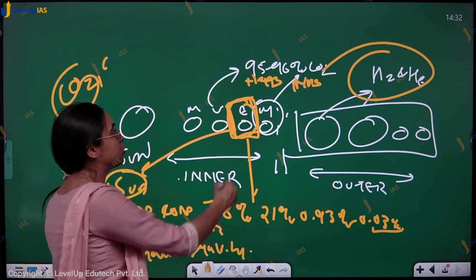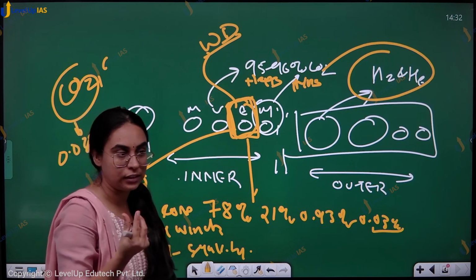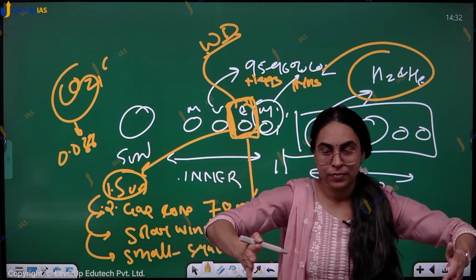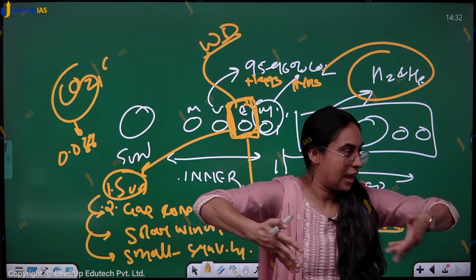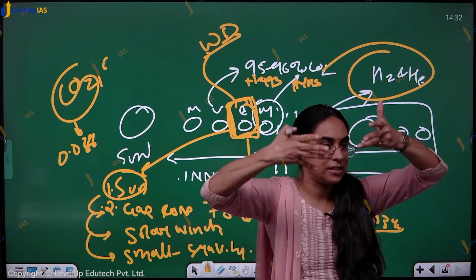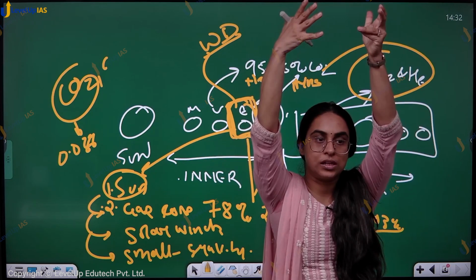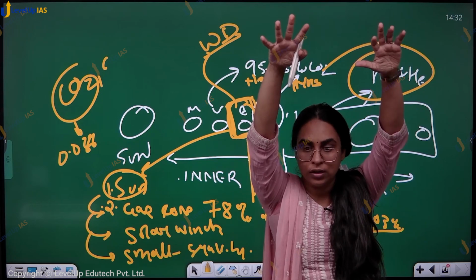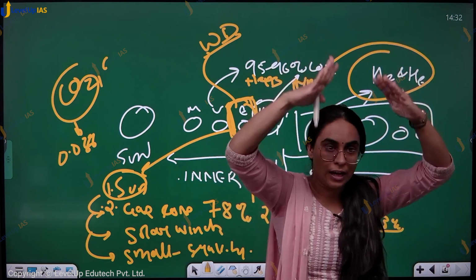So what do I have? I also have water droplets. Water can exist in the liquid form. As degassing happens, the gases are coming and rising, and water vapor is also rising. As it rises up to a certain limit, what will happen? The water vapor will cool and will come down in the form of rainfall.